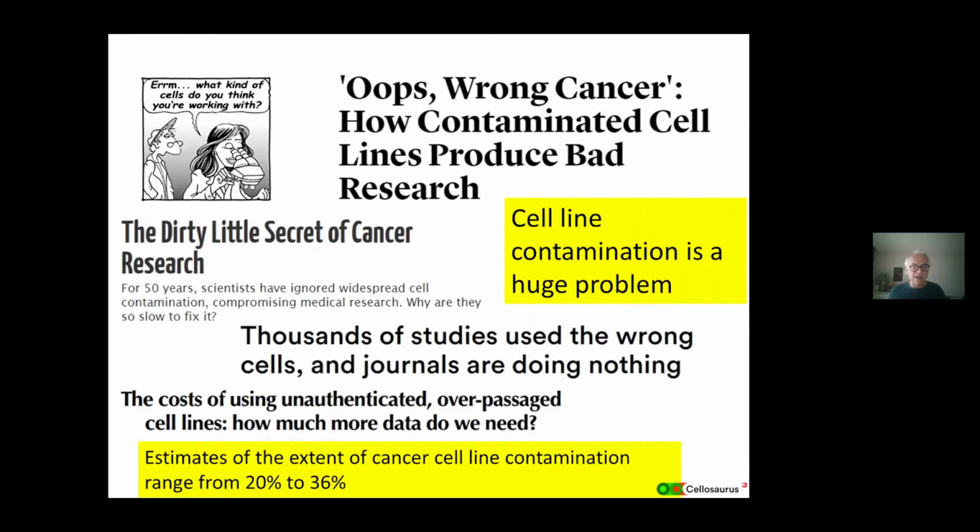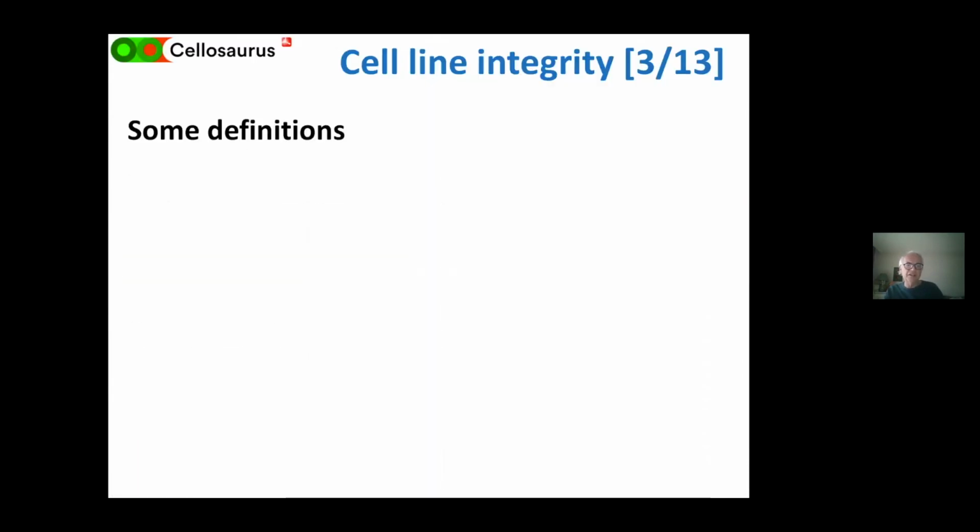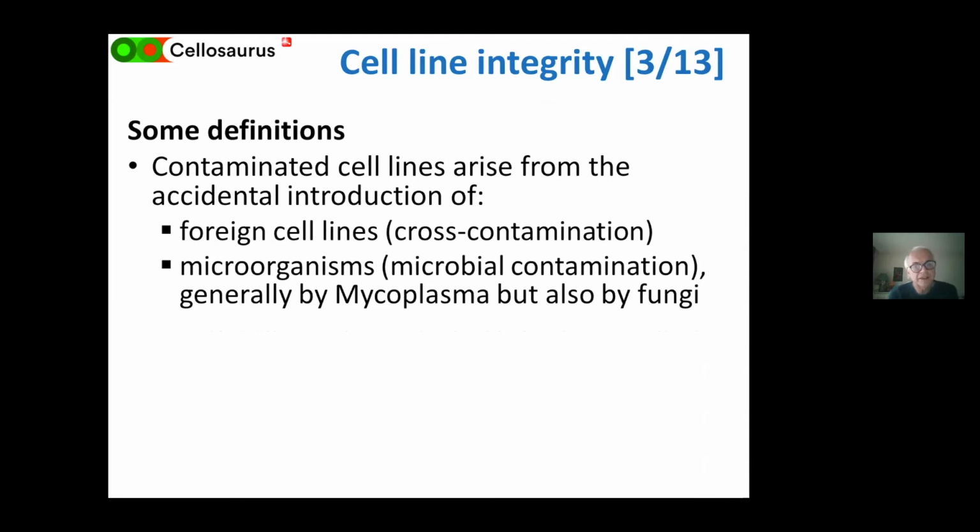Now, here I need to backtrack and explain and do a little bit of nomenclature. What do we mean? Some definitions are needed here. Contaminated cell lines arise from two different types of process. Either a cell line can be contaminated by another cell line, a foreign cell line, so this is what people generally call cross-contamination, or they can be contaminated with microorganisms, microbial contamination, generally by mycoplasma or fungi. Now, the second one, I won't speak about it because this is something which happens quite a lot, but people can generally deal with it.